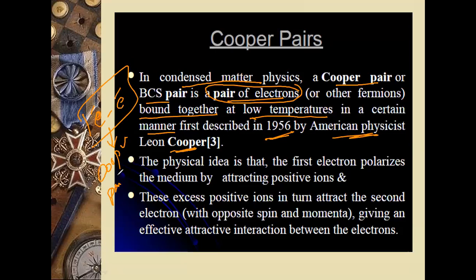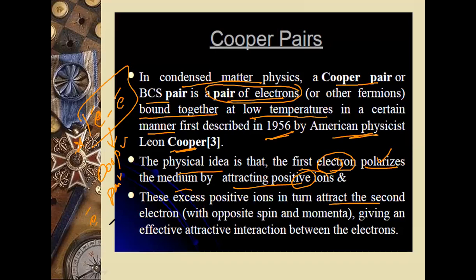What is a Cooper pair? It is the concept that really helps us understand superconductivity, and they form at low temperature. Electrons bound together at low temperature is called a Cooper pair. How do they bond? The first electron polarizes the medium, attracting the positive ions, and these excess positive ions in turn attract the second electron.